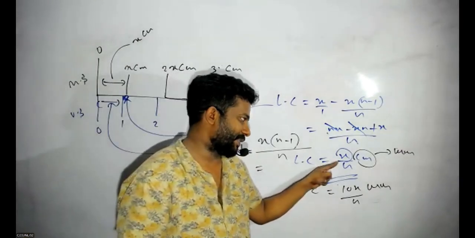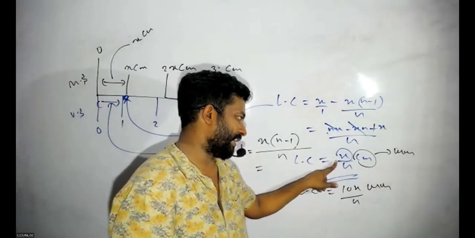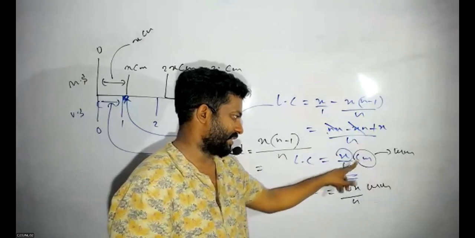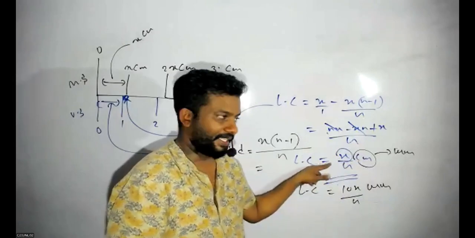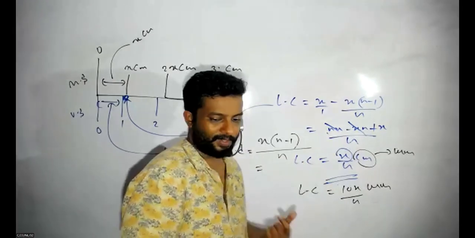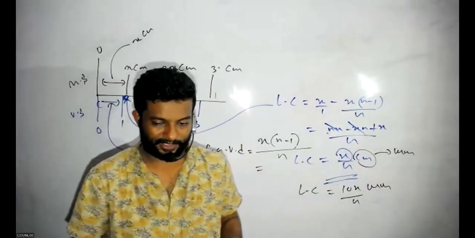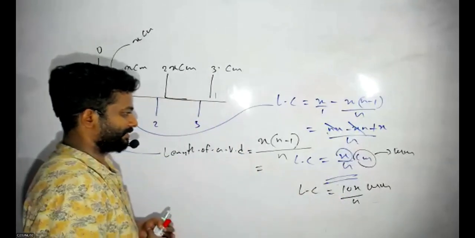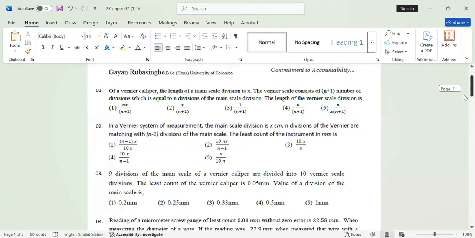You should remember that equation, then you can find the answer directly, right? Length of main scale division divided by number of vernier divisions. Then you can directly find the least count. For the next question, you can directly apply the equation. Read the next question, Puti.